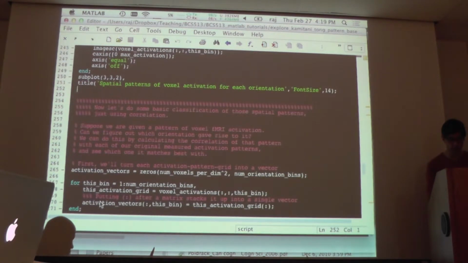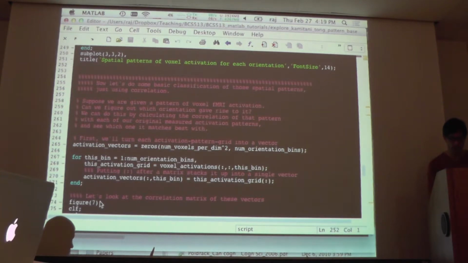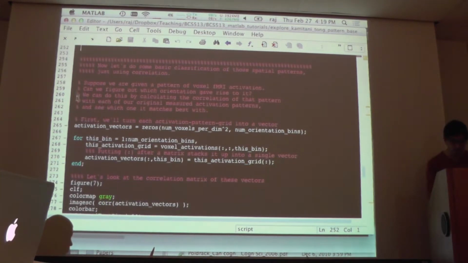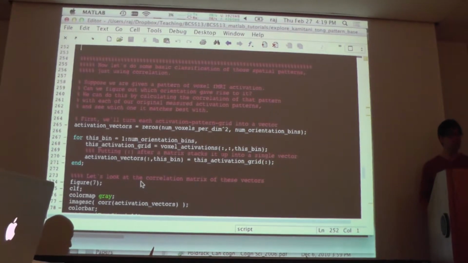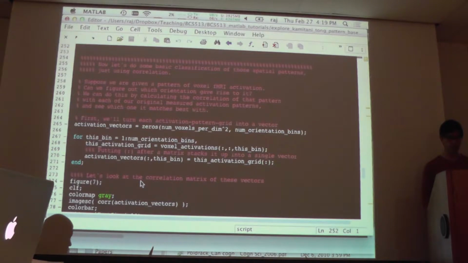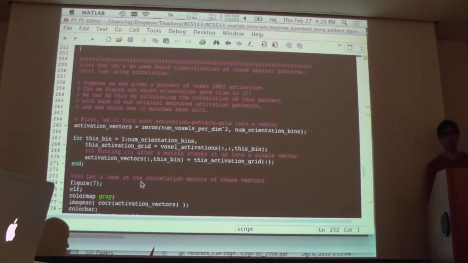Okay, so now let's actually try doing some basic classification. So let's see what they've got here. Suppose we're given a pattern of voxel fMRI activation. Can we figure out which orientation gave rise to it? That's the question that the Kamitani and Tong paper addressed. We can do this by calculating the correlation of that pattern with each of our original measured activation patterns and see which one it matches best with. So this idea of correlating things with each other and just seeing which one gives the best match is a very, very simple way of doing classification, but it actually works quite well in many circumstances.